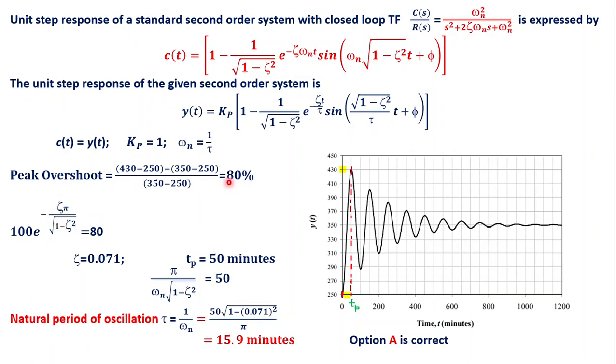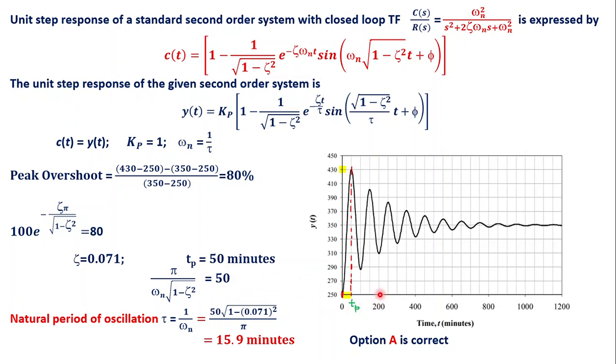So I am finding out the overshoot. We know how to find the peak overshoot. So the peak overshoot is this value, and this value I am finding out. If you find it, it is 80%. So I am equating the second order transfer function peak overshoot expression and finding out zeta. And the peak time they have not directly given, but if you take this, this is the peak time.